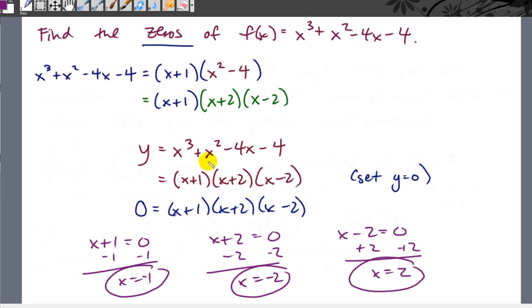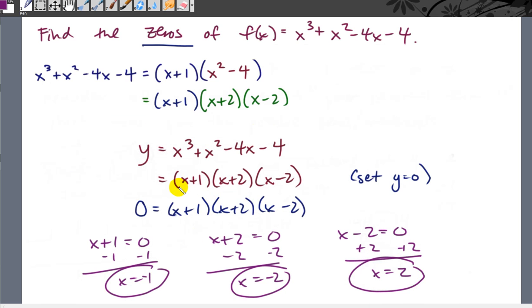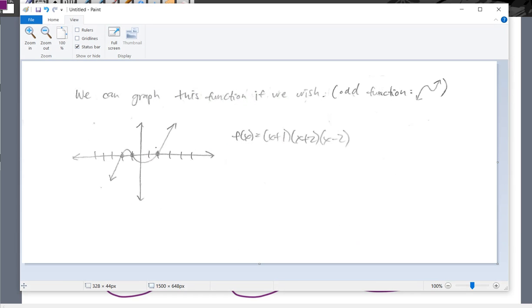Of course, we could go beyond this. If we start off with this example and factor it, we could actually graph it if we wanted to. I showed that right here. This is the function, the same as x plus 1 times x plus 2 times x minus 2. As you can see, we can graph it, and it is an odd function that has opposite end behavior for the y's. And of course, like I told you in the previous assignment, you could graph it if you wish.